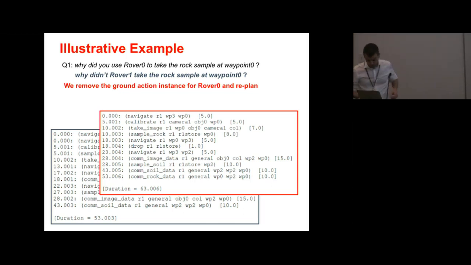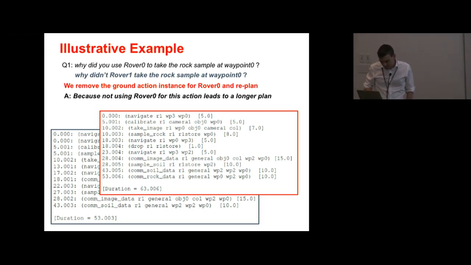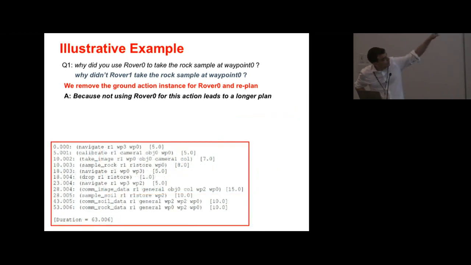Now, it's only using rover 1. So what's the follow-up question if you were the user of this planner? Why are you using only rover 1? So this is a question that can be asked. This was the answer: I would get a longer plan. But why does rover 1 do everything in this plan?